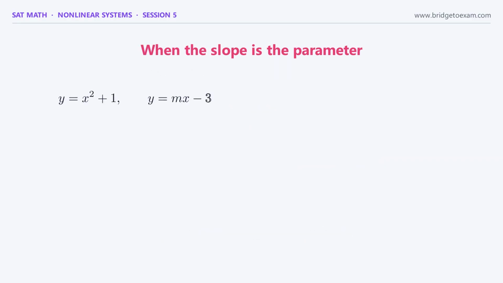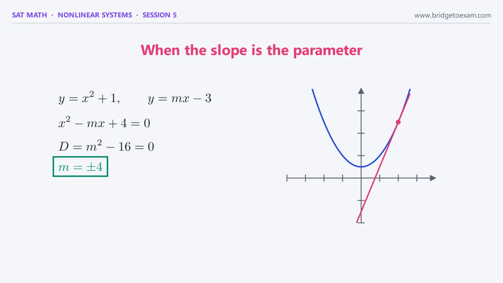Here's a twist the SAT loves, and it catches people. Sometimes the parameter isn't the intercept, it's the slope. Take y equals x squared plus 1, and y equals mx minus 3. Find m for tangency. Same procedure, no panic. Set them equal. x squared plus 1 equals mx minus 3. Rearrange. x squared minus mx plus 4 equals 0.